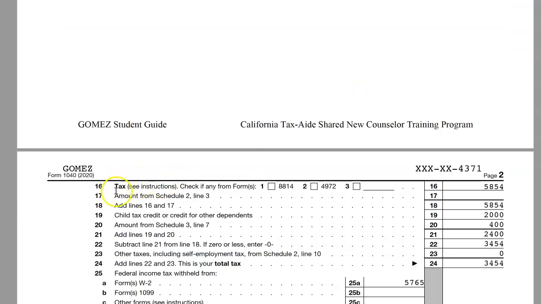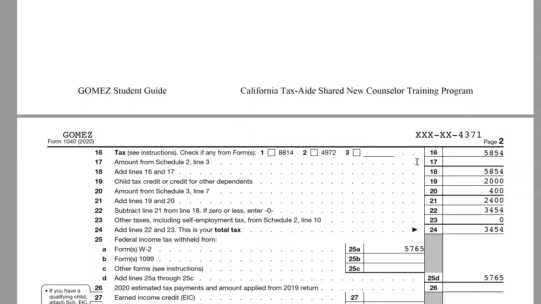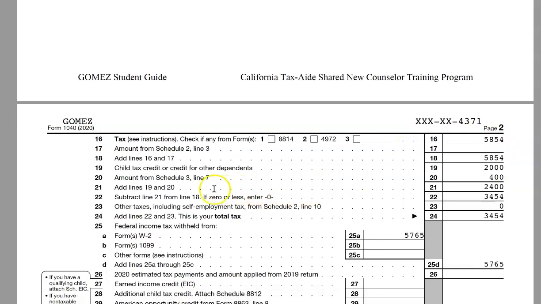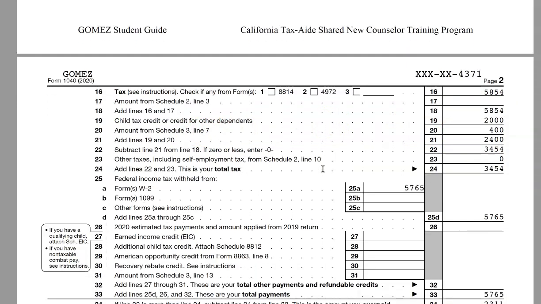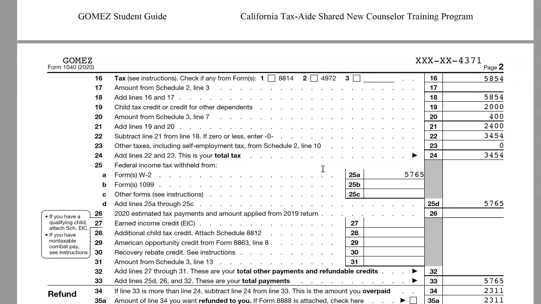We have child tax credit of $2,000. That was the maximum for one child last year, but we know that it's gone up to either $3,000 or $3,600, depending on the age of the child. And the $400, if you look on Schedule 3, Line 7, you see that that is child and dependent care credit. So there was some child care.